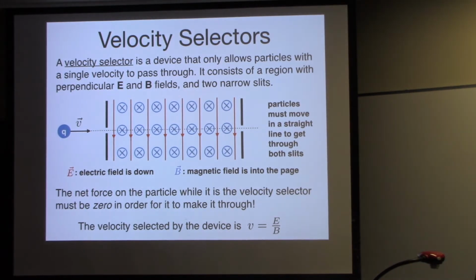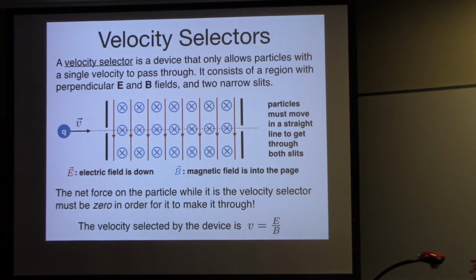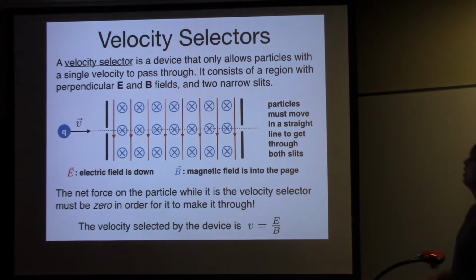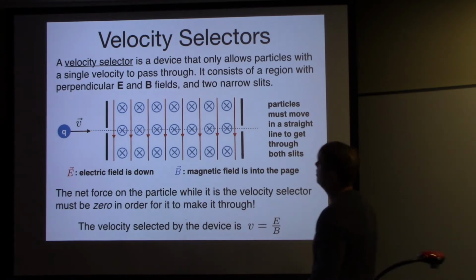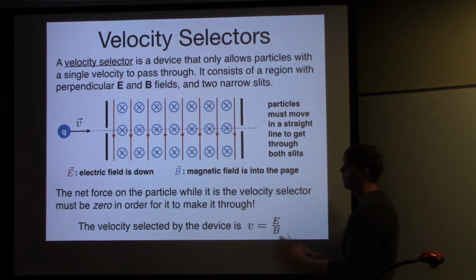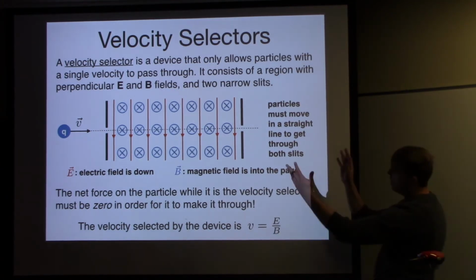What is a velocity selector? Well, this is just a device that only allows particles with a single velocity to pass through. So it selects for a certain velocity. It basically consists of a region with perpendicular E and B fields and two narrow slits. All right, so here, let's think about what's going on inside of this region.